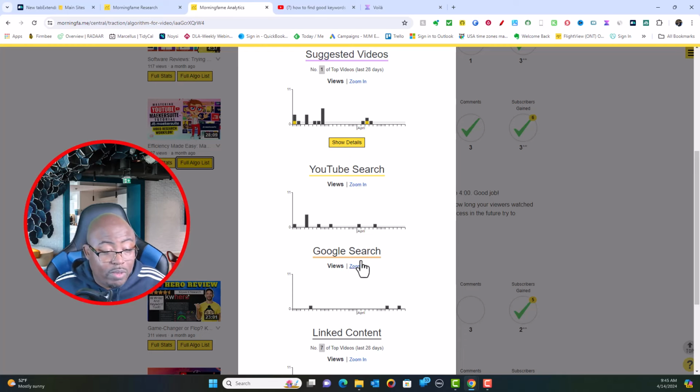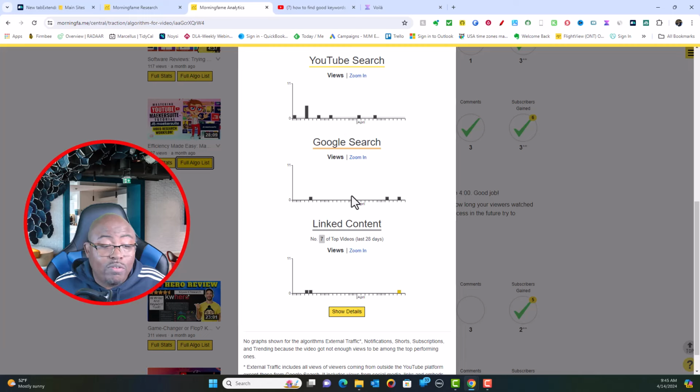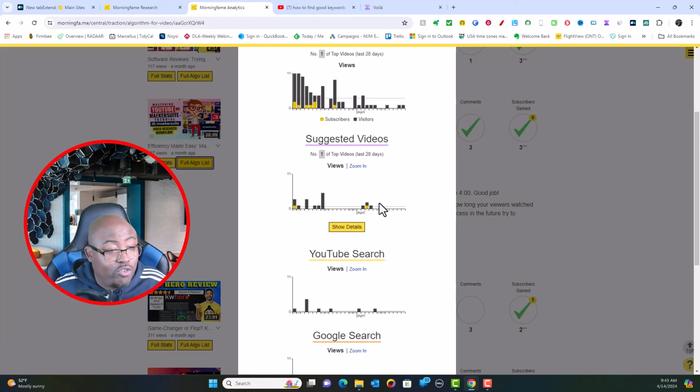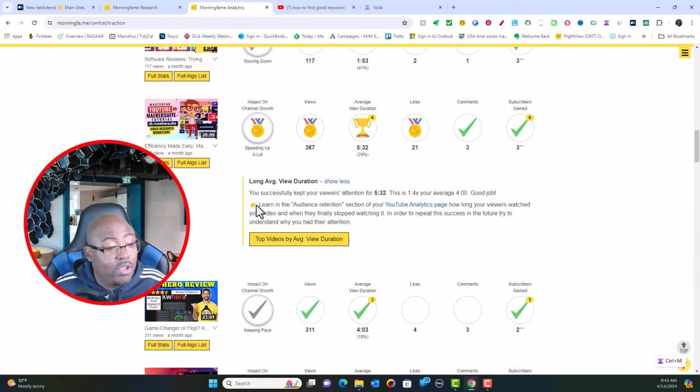This is YouTube and this is Google. And this is one of the reasons why I say Google is really important as well, because if you're optimizing your videos for Google as well, you're going to benefit a whole lot more than just the basic YouTube search. You want to do Google as well as YouTube to make sure that you are getting the most out of your views there.